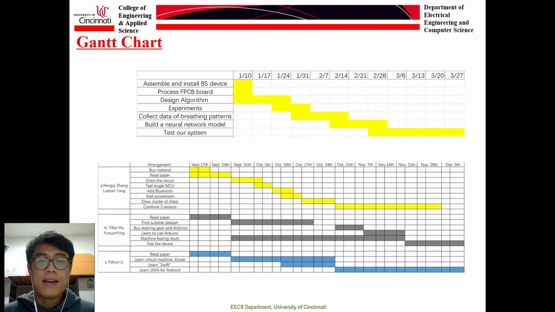Here is our plan for the next semester. Since we should have finished the designing and assembling, we will pay more attention to testing and improving the accuracy and the stability of the system. That's all. Thanks.